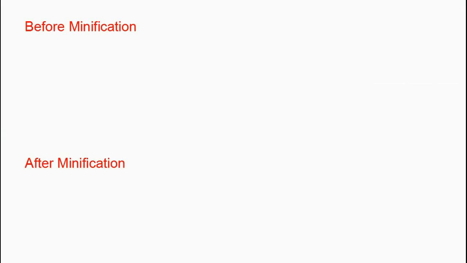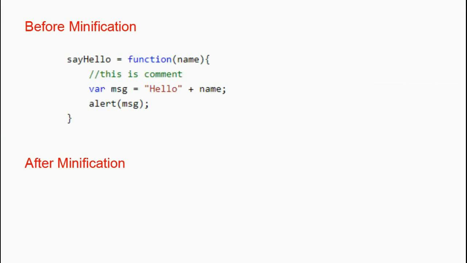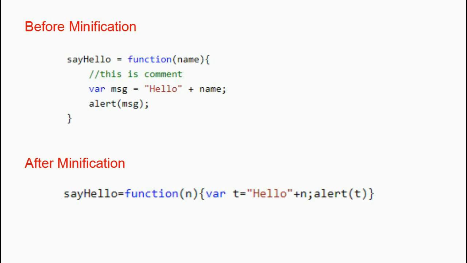Another concept is minification. I already told you, it removes white spaces. Before minification, this is a function which shows hello plus our name in an alert. After minification, it removes all the white spaces and all the line breaks, and it shortens all the variables into a single character. It increases our application's productivity, performance, and speed.